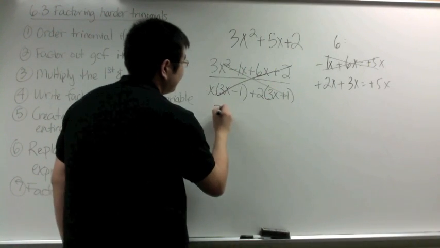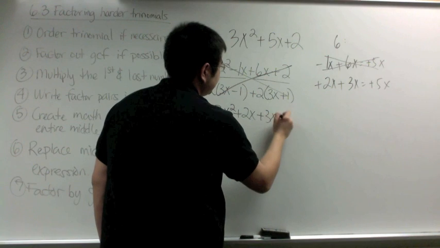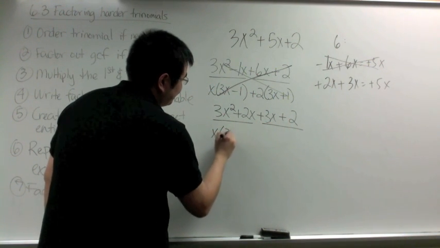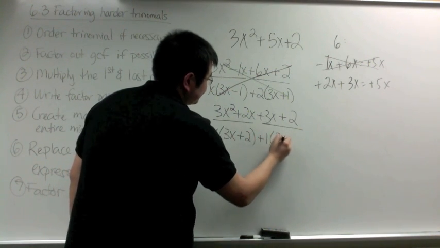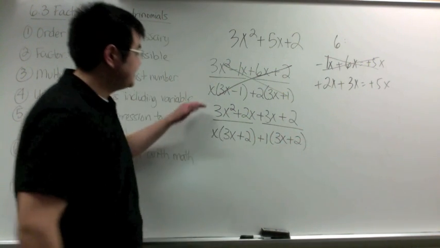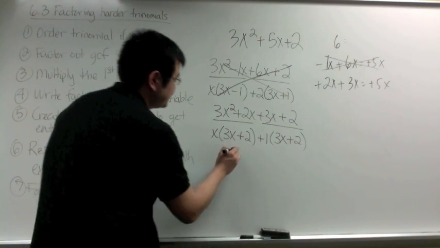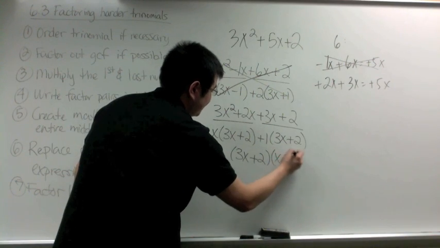and we'll get 3x squared plus 2x plus 3x plus 2. Factor by grouping. The GCF is x. I'm left with 3x plus 2. The GCF is 1. I'm left with 3x plus 2. So you can see right away the difference between this and this. Here you're going to end up with a GCF of 3x plus 2, so we can continue to factor, and then we're left with x plus 1.